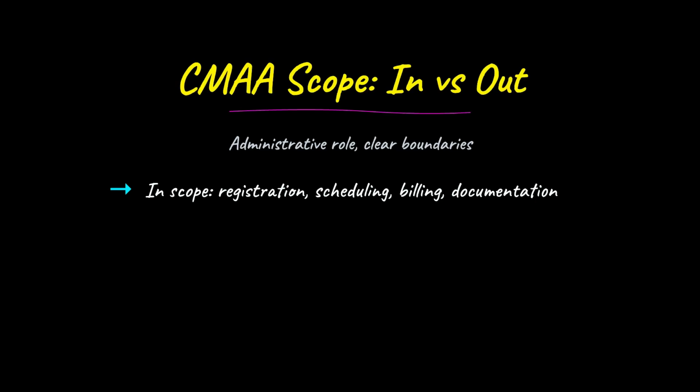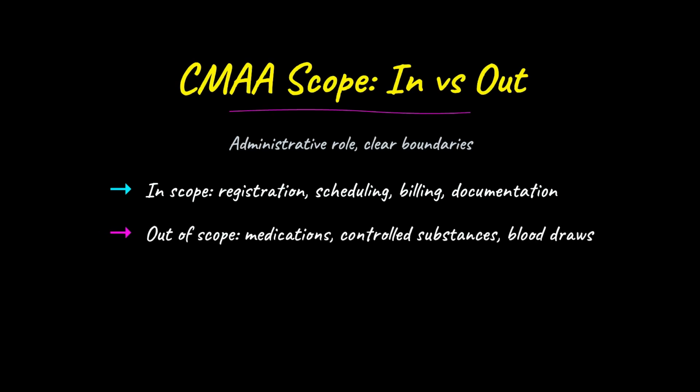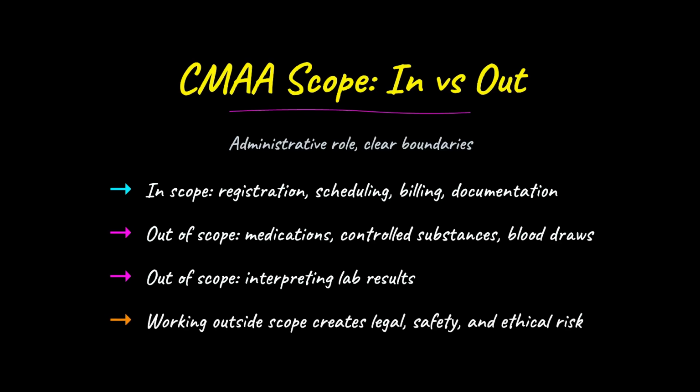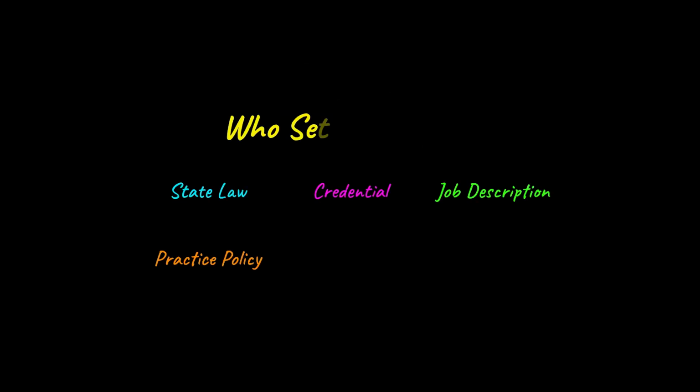Scope of practice defines what a credentialed staff member is trained and licensed to do, and just as importantly, what they must not do. A CMAA scope is administrative and clerical: registration, scheduling, phones, billing, and documentation. It never includes clinical tasks like receiving or administering medications, drawing blood, or interpreting labs. Stepping outside that scope risks harm to patients, the staff member, and the practice.